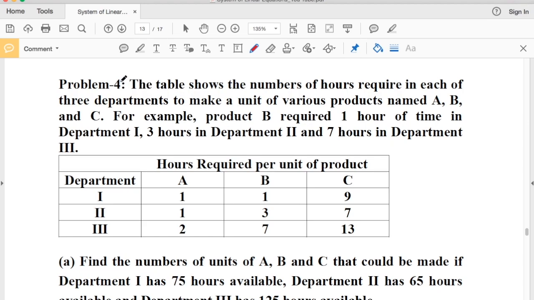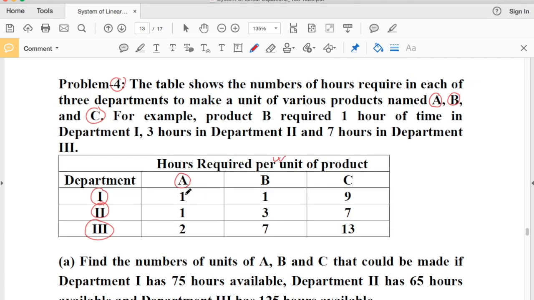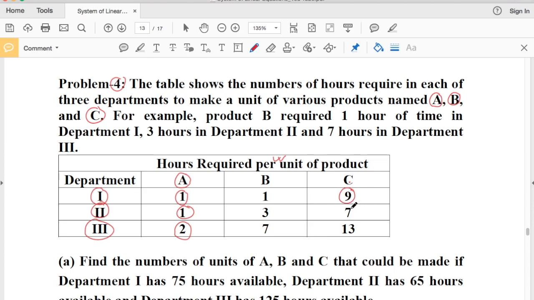Now the fourth one. In this problem there are three products: product A, product B, and product C, and three departments need to work in order to produce one product. For example, if you want to produce 1 unit of product A, then department 1 needs 1 hour, department 2 needs 1 hour, department 3 needs 2 hours. Similarly, for product C, department 1 needs to work 9 hours, department 2 needs to work 7 hours, and department 3 needs to work 13 hours.